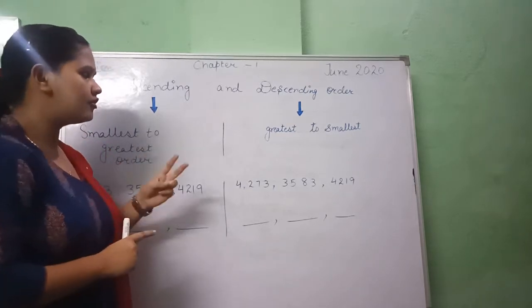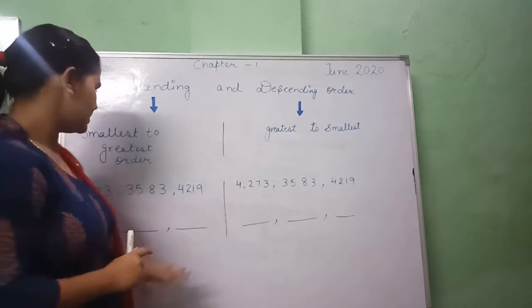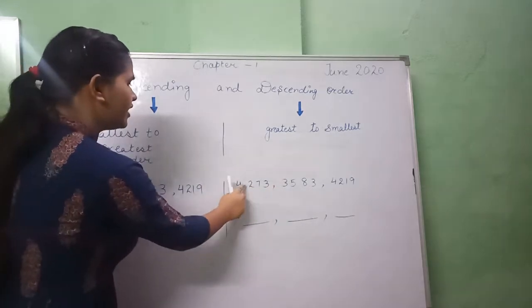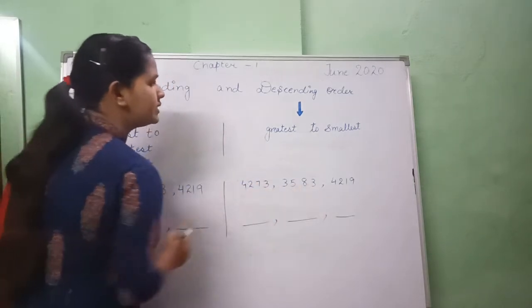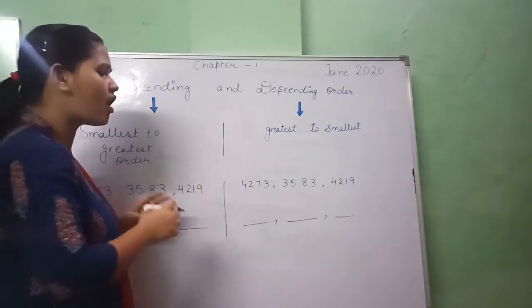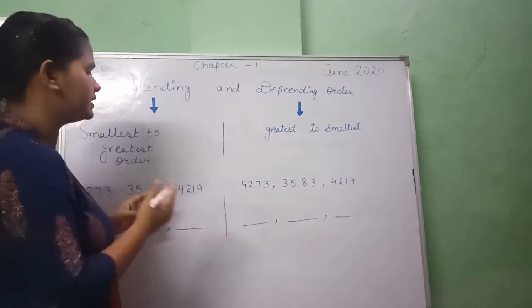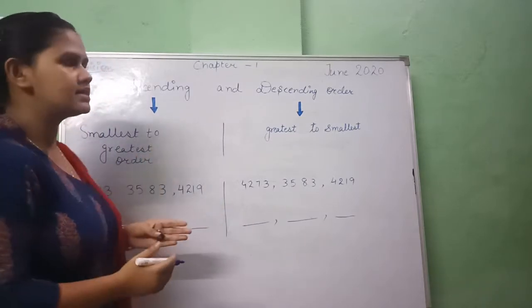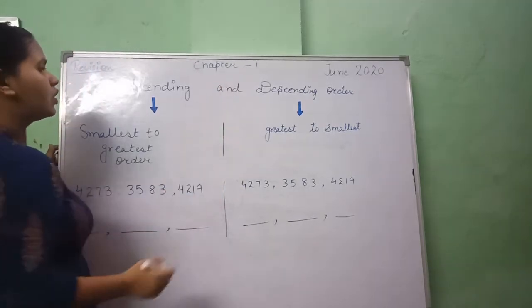At that time we only compared the digits. You can see here we only compared by these digits, but right now we are going to make an order of these numbers, right? So in this video we are going to start ascending and descending order.